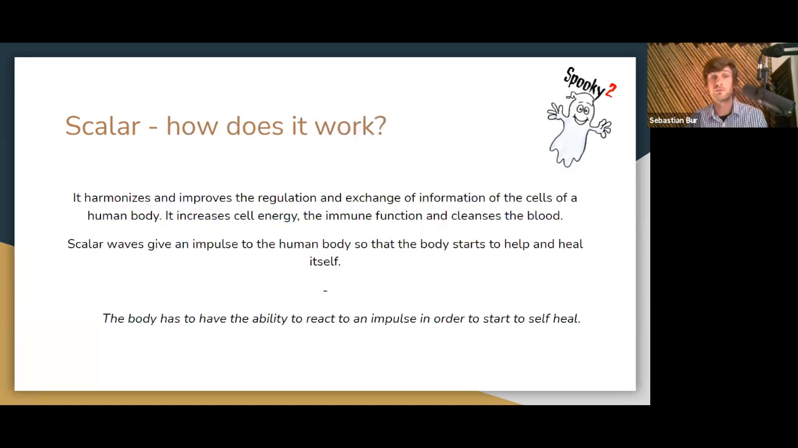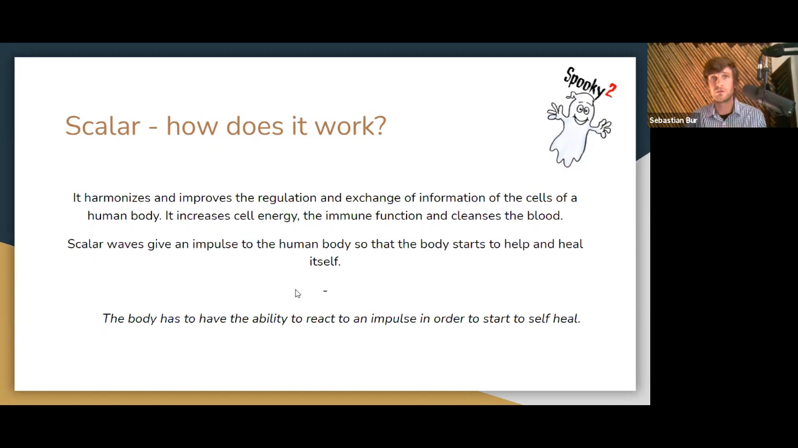So it harmonizes and improves the regulation and exchange of information between the cells in the human body. And what's also really cool, there've been studies and they saw that actually the immune function of the cells or the body gets improved to about 149%. It also cleans the blood. It helps with anxiety, depression. And so it's basically telling your body, hey, you know, work again. So it's helping your body to help itself. And I think that's just amazing. So yeah, I think we all should sleep in a scalar field.